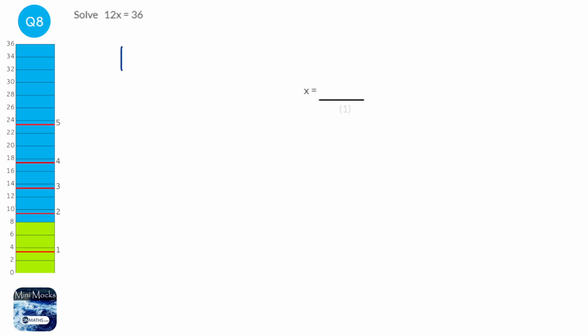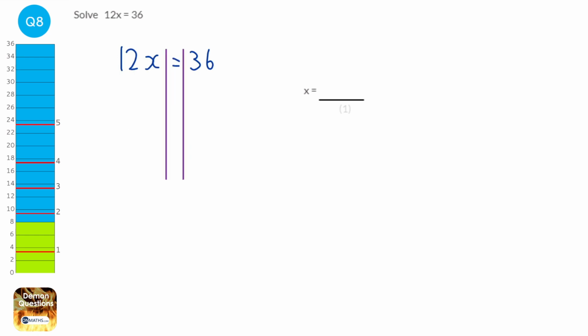We're going to start just by copying out the question. Now when we're asked to solve, it means we need to find x, okay? And I'm going to start by putting in my solving lines, which are just lines to the left and right of the equal sign. And what we need to do is get x on its own on the left hand side. Well, what's stopping x from being on its own?